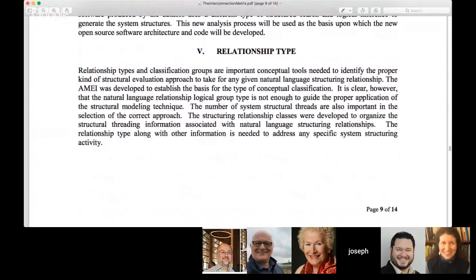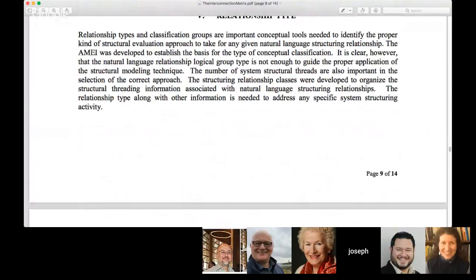Which relationship types are important? Well, we have now identified two classes of natural language relationship, global and local. With these concepts, now we can have a more precise discussion of structural modeling and the types of tools that need to be applied where. And I think that's one of the more frustrating things in the past, that we really didn't have that level of conceptual formulation so that we could start discussing these things at this level of detail.